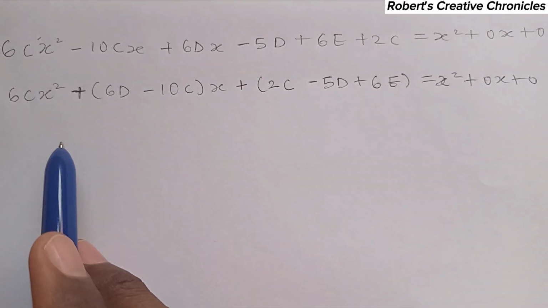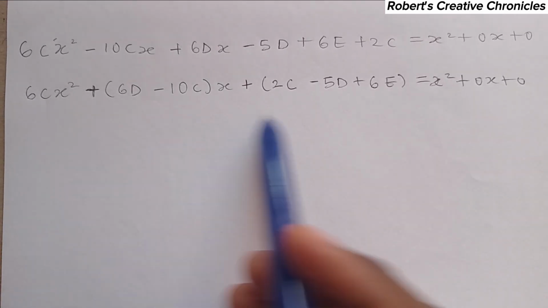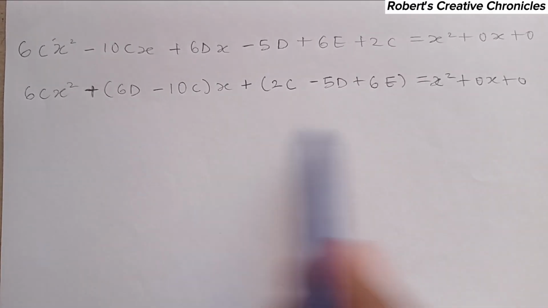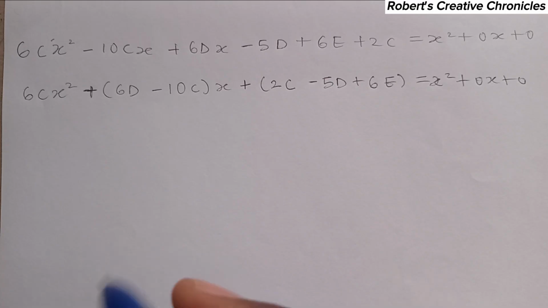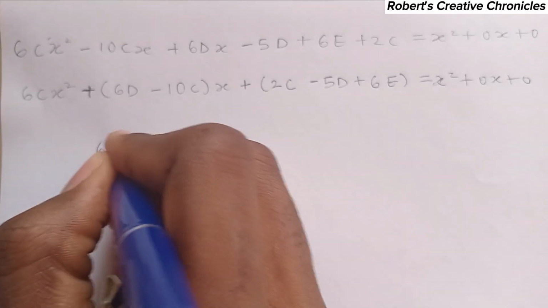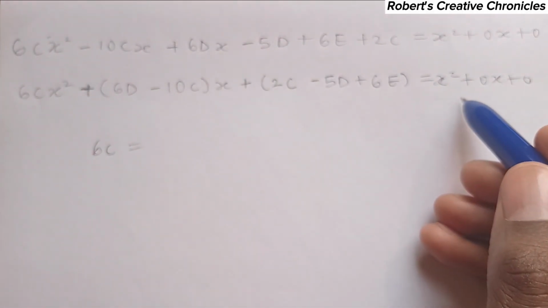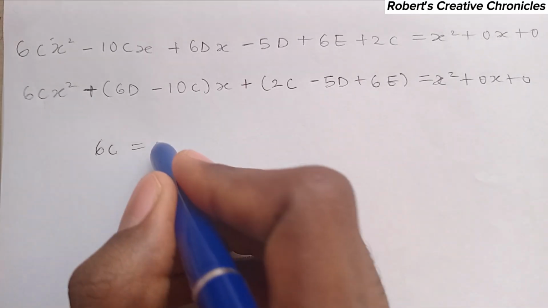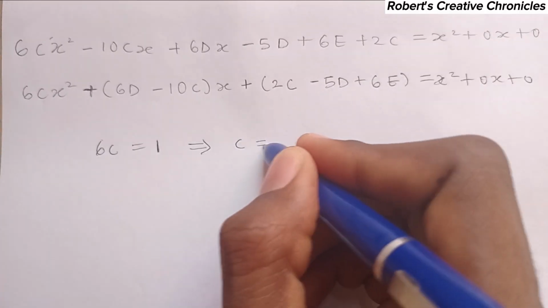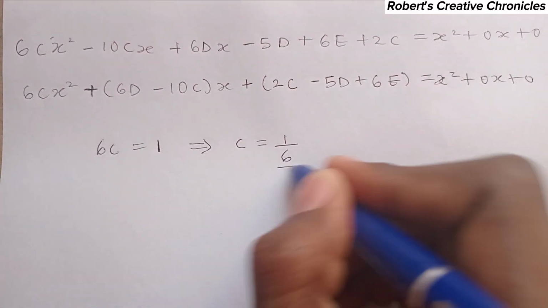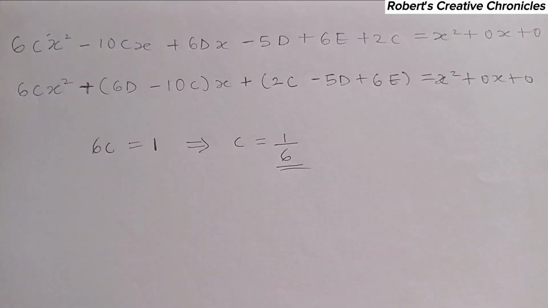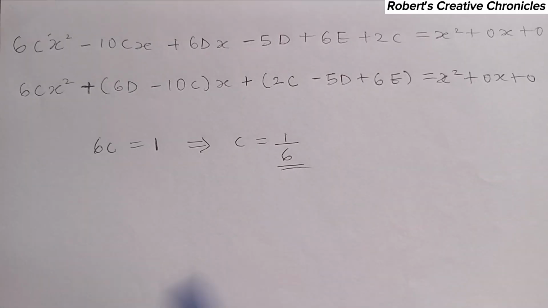So now we can equate the coefficients. So now from both sides, we equate the coefficients of x squared. So now 6c will be equal to what? Will be equal to 1. So from this one, we can say that c will be equal to 1 over 6, because if you divide both sides by 6, you get c. So c is equal to 1 over 6.